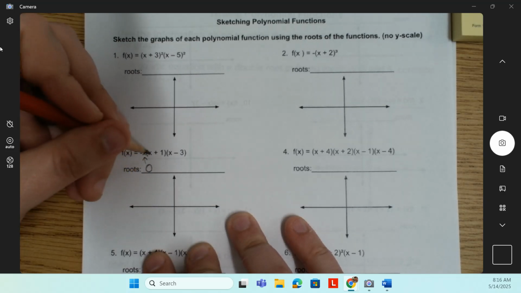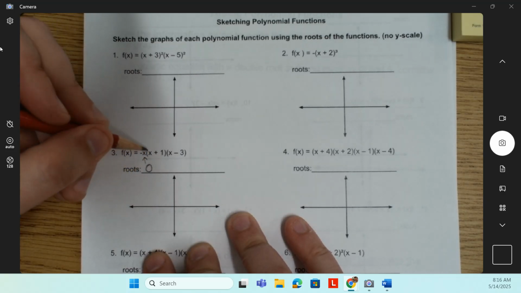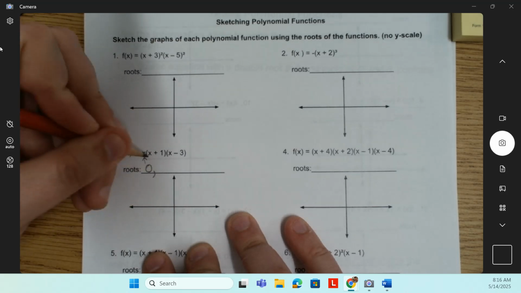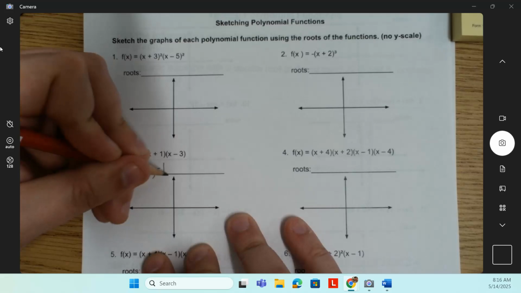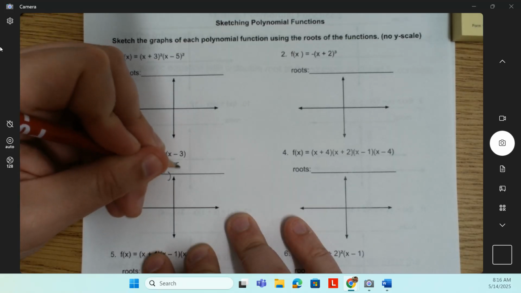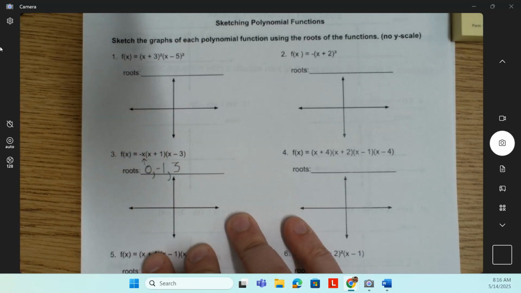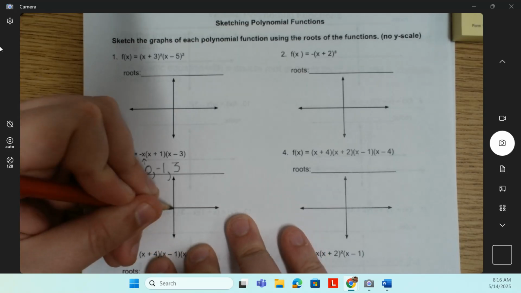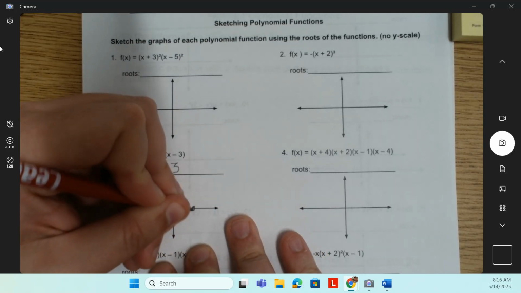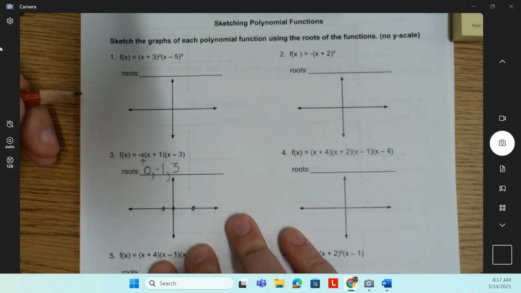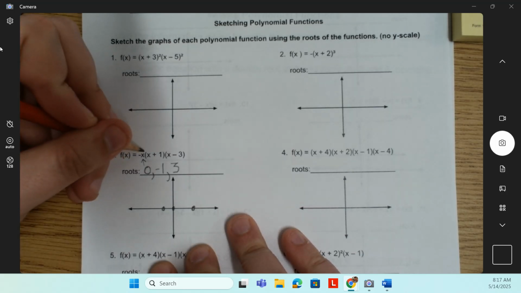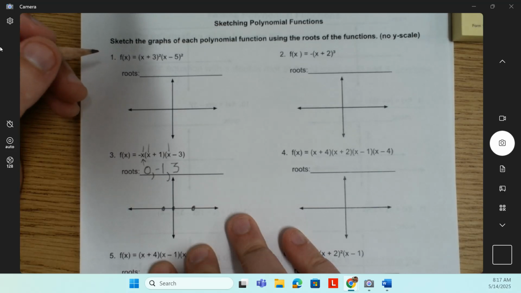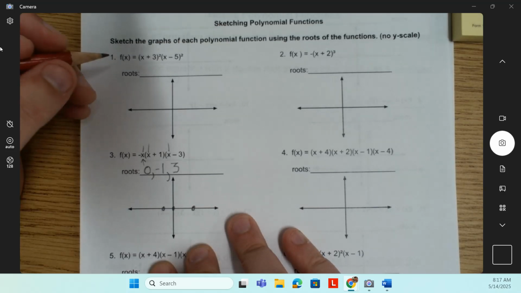Then for the others, I'm just asking what would make this part of the polynomial equal to 0. So for x plus 1, it'd be a negative 1. And for x minus 3, that'd be a positive 3. So next step, I'm going to place the roots on there at a negative 1, 0, and 3. Then I have 1, 2, 3 x's there. So that's going to be a cube function.